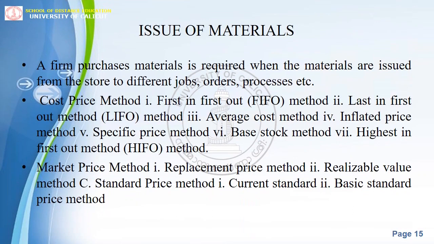There are several methods of pricing or valuing materials. While choosing a method, it should be seen that the method is simple, cost-effective, and realistic. There are two main categories for pricing of material issues. They are cost price method and market price method. In cost price method, we have FIFO, LIFO, average cost method, highest in first out method. Market price method include replacement price method, realizable value method, standard price method, current standard, basic standard price method, etc.